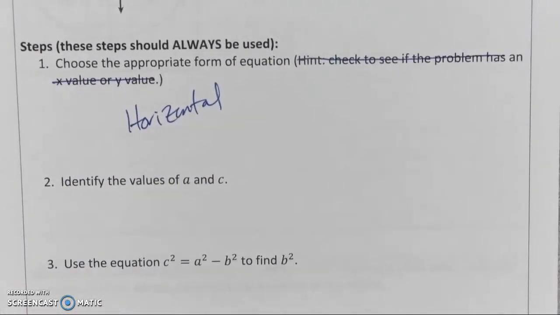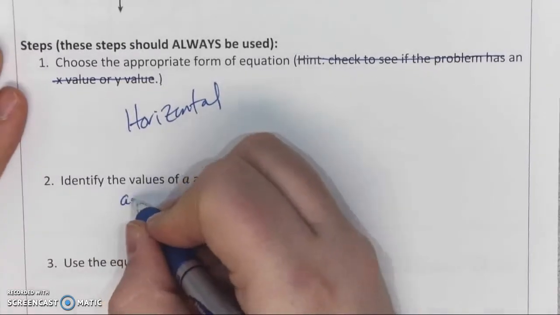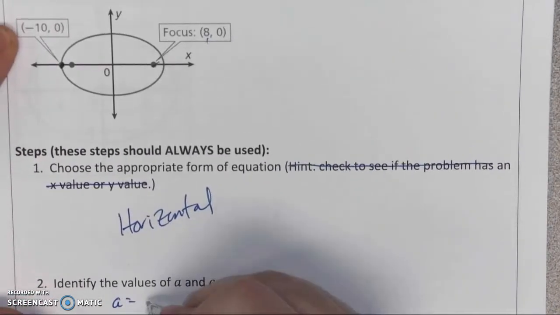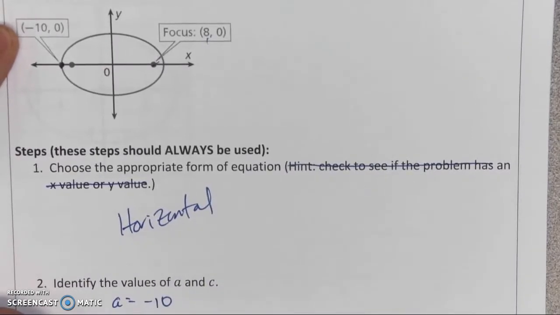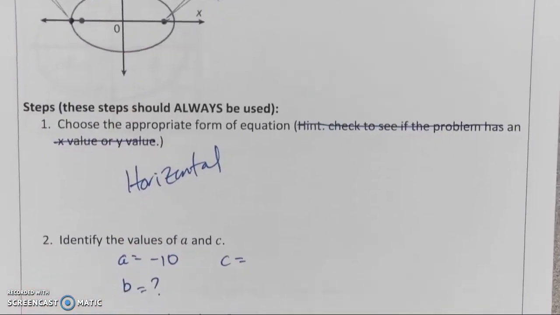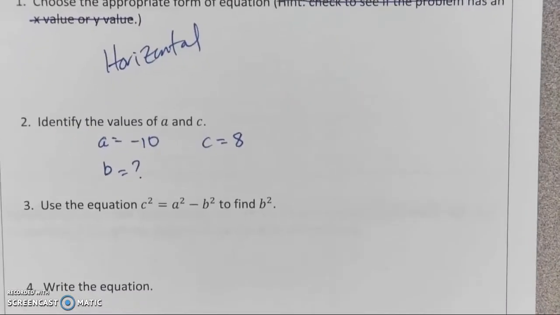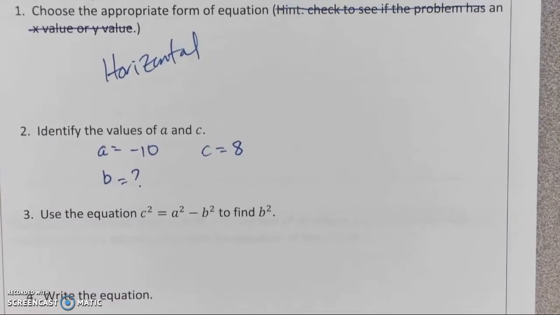Identify the values of A and C. Well, A is going to correspond to your vertex. So in this case, A is negative 10, and B, we don't know, but C we know, the focus is 8. And that's all the information that I need to write the equation of this ellipse.